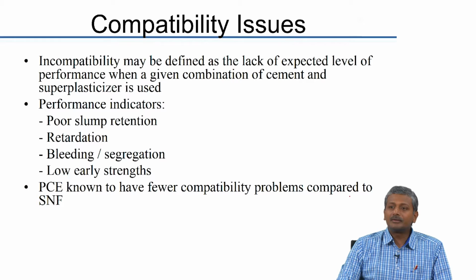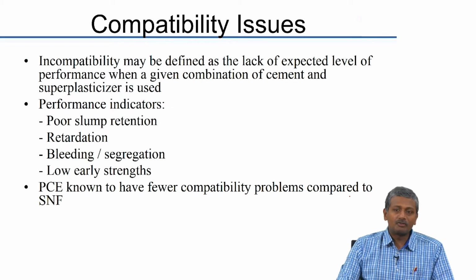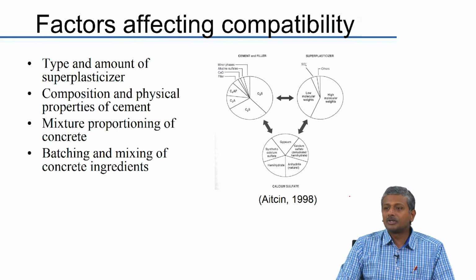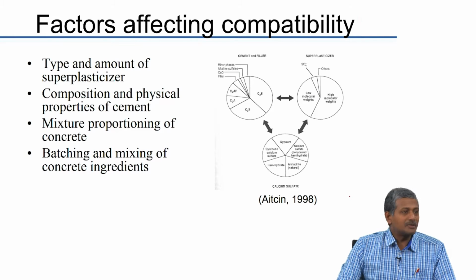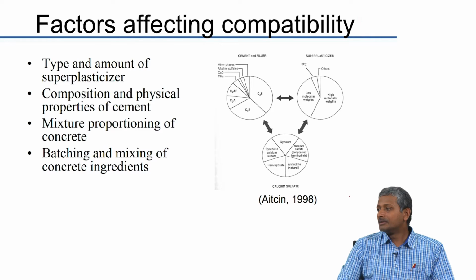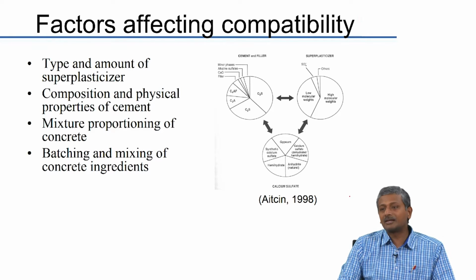Okay. And in general, as I have been talking before, the kind of polymers which have these long side chains are known to have fewer compatibility problems as compared to the ones which work with electrostatic repulsion. Okay. So, if you really want to get into an in-depth understanding of what constitutes compatibility and what factors affect it, this will take a whole lot of time, because if you look at what people have done in the literature, looking at different parameters and how they affect the compatibility, there is a whole lot of things that can be looked at.